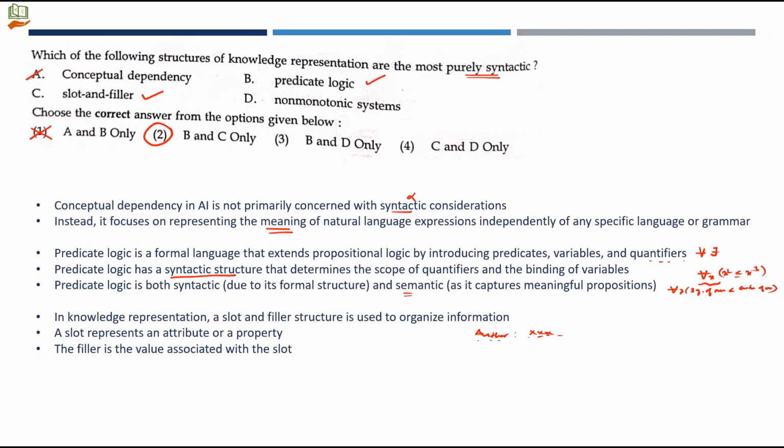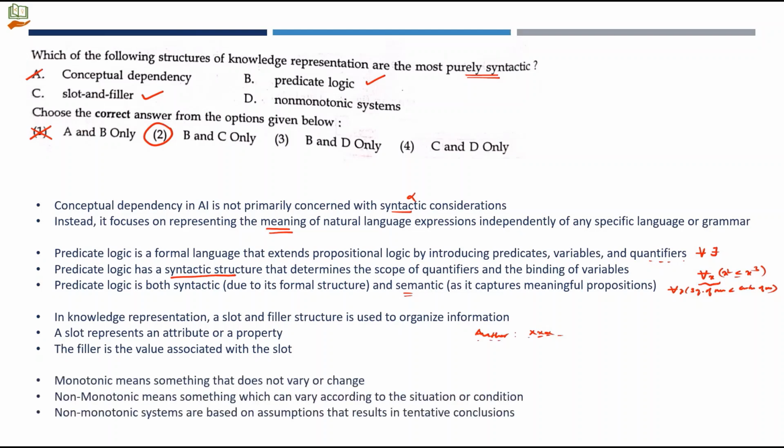What about non-monotonic systems? So let's see about that. Monotonic means it is not going to change. Non-monotonic means it keeps on changing according to the situation. Non-monotonic systems are based on assumptions that results in tentative conclusions. It means whenever they make some statement, it is just purely based on assumption. It is not based on fact. If assumptions change, the conclusion might also change. It might change in the future. Non-monotonic is it keeps changing.